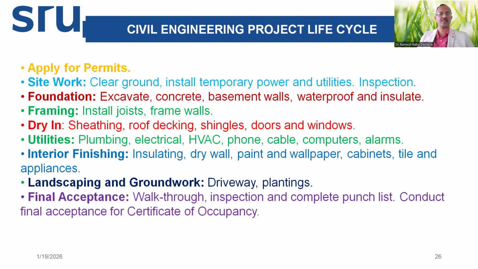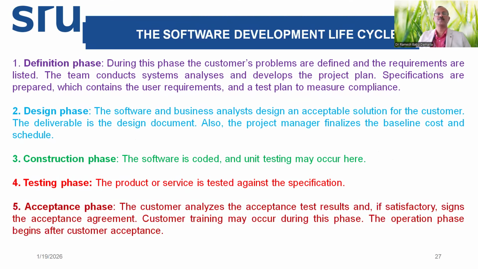Then interior finishing: insulating, drywall, painting, all that, appliances. Then in and around, landscaping and groundwork, plantation, greenery, parks. Then final acceptance like walkthrough, inspection and complete functions. Conduct final acceptance for the certificate of occupancy of the civil engineering building or project.